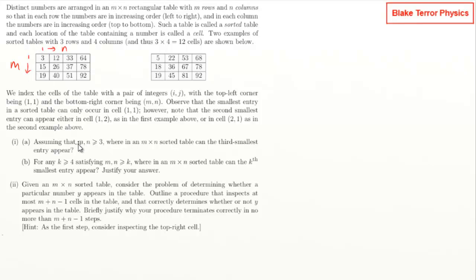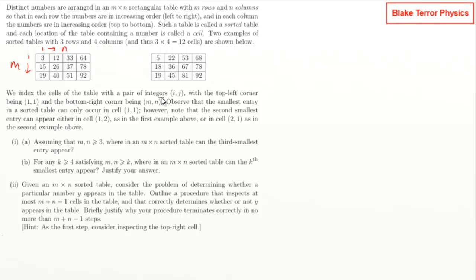So this doesn't look like an x-y sort of thing. The bottom right corner being m, n. Observe the smallest entry in the sorted table can only occur in cell 1, 1. Second smallest entry could be in 1, 2 or 2, 1. Need to keep an eye on these i, j's and not think about them being x and y coordinates, because we're starting in the top left corner.